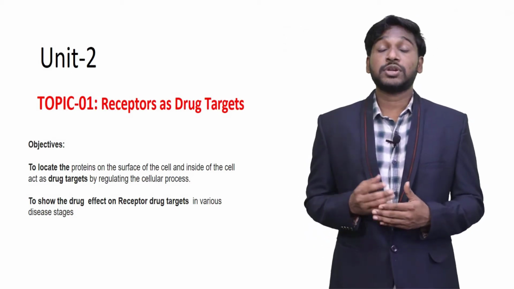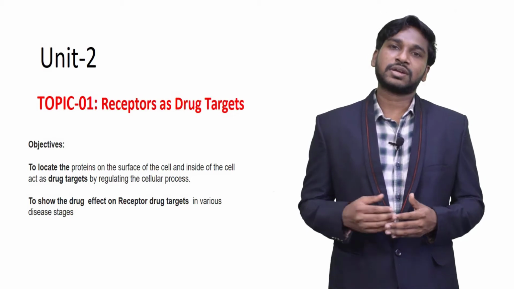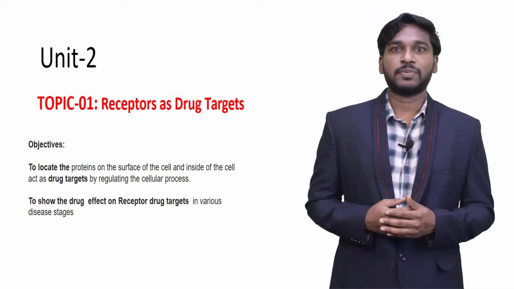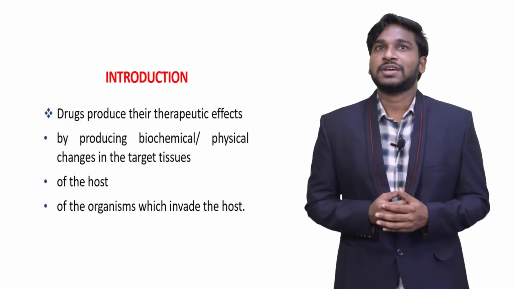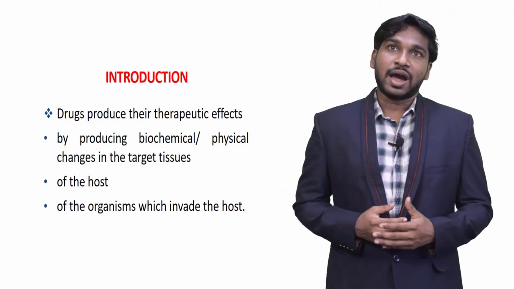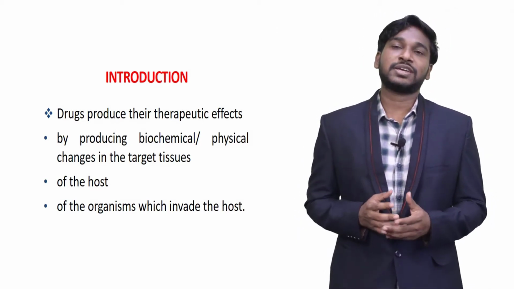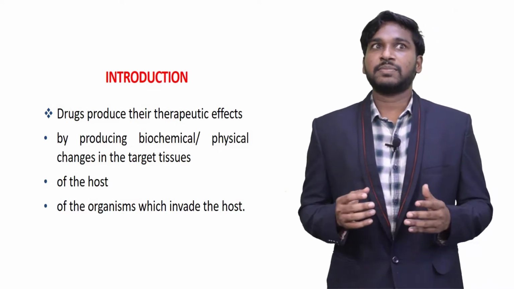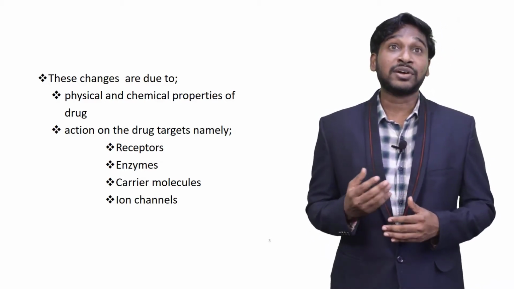Coming to Unit 2, the first topic is about drugs, drug targets and receptors. Generally, drugs produce their therapeutic effects by producing biochemical and physical changes in the target tissues, that is, the tissues of the host and also the organisms which invade the host. These changes are due to the physical and chemical properties of a drug acting on the drug targets, namely the receptors, enzymes, carrier molecules and ion channels.